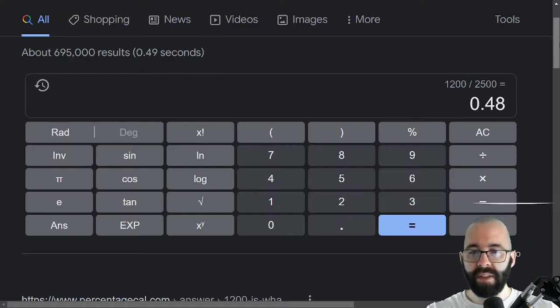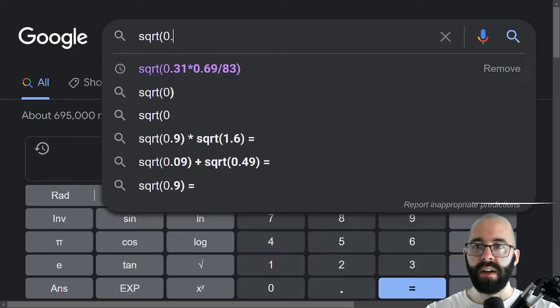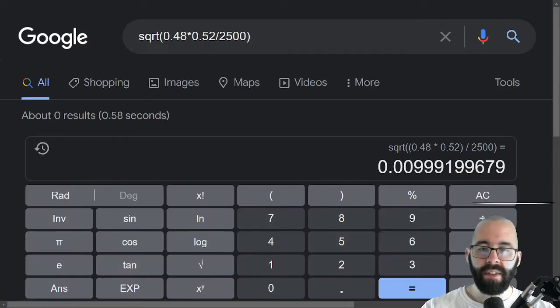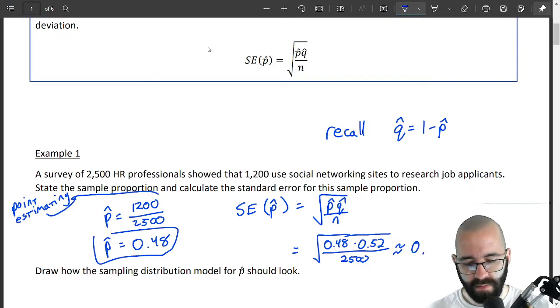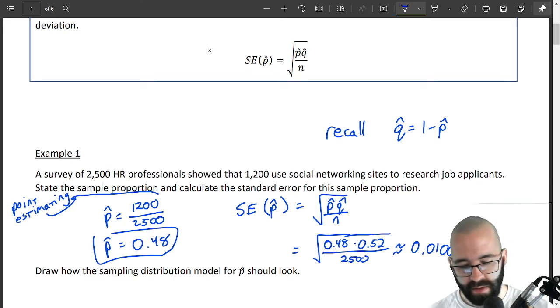Be very careful with your parentheses here. We have the square root of 0.48 times 0.52 divided by n, 2,500. That's going to be really, really close to 1%, really close to 0.01. We'll have a couple digits afterwards if you want more precision, but it's about 0.01. That's our standard error right here, and we've answered the question.